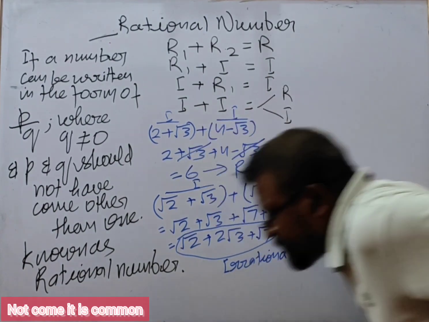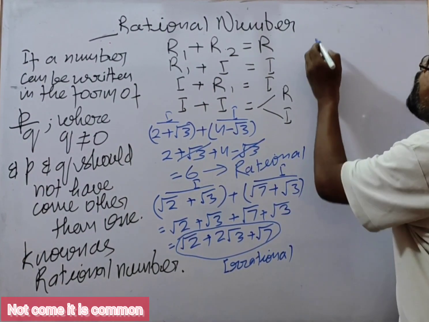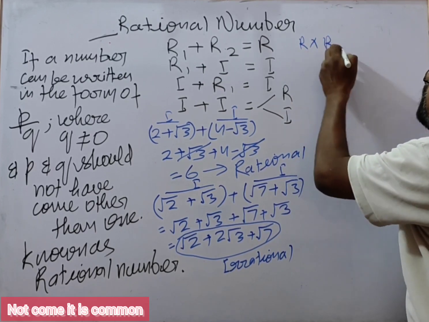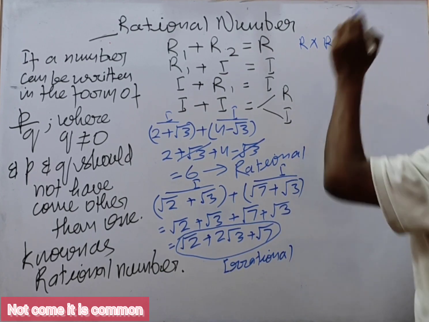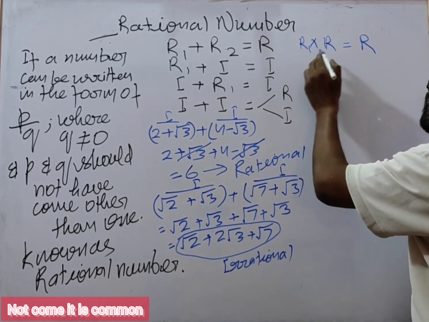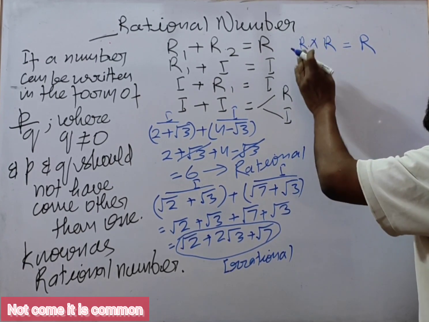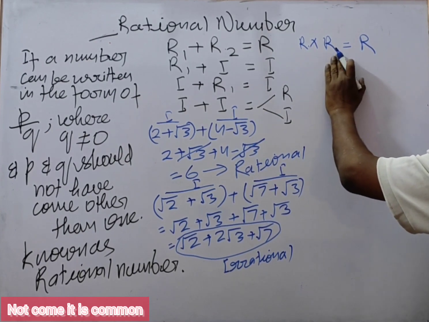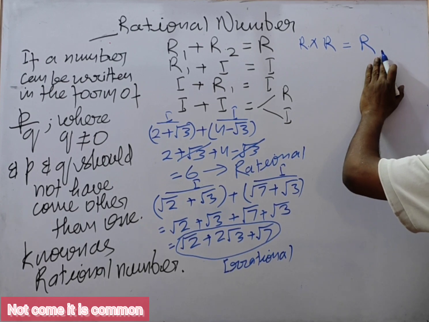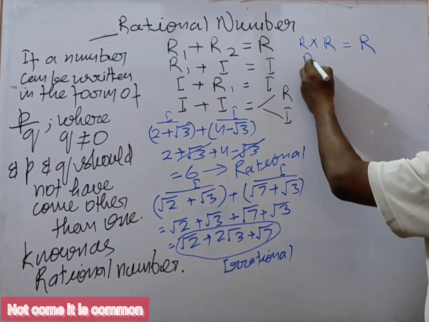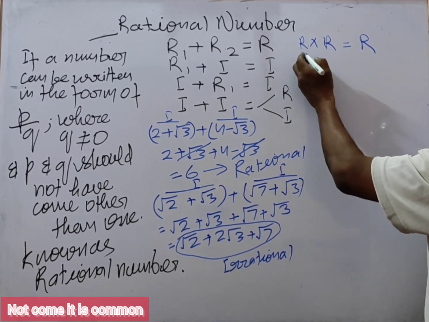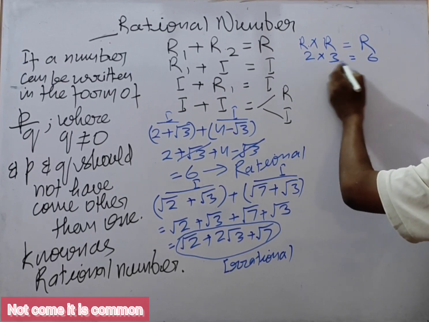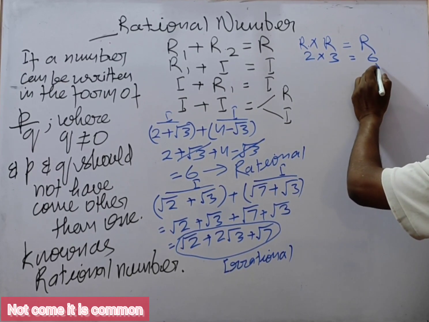Okay. Now, if I say rational number into rational number is equal to what? Rational. Rational number into rational number becomes a rational number, right? Say, 2 into 3 is equal to 6. 2 is a rational number, 3 is a rational number, and the multiplication is 6. This is also a rational number, right?